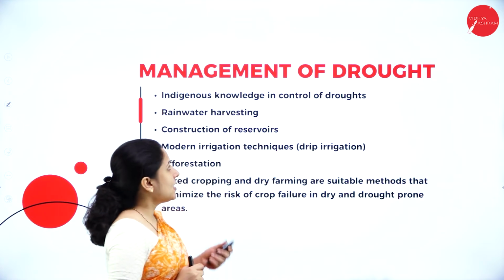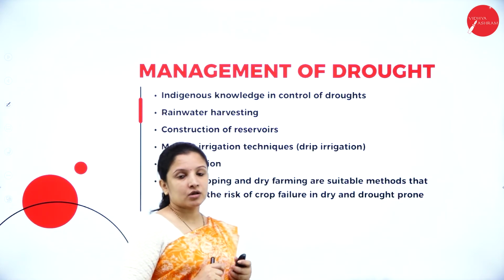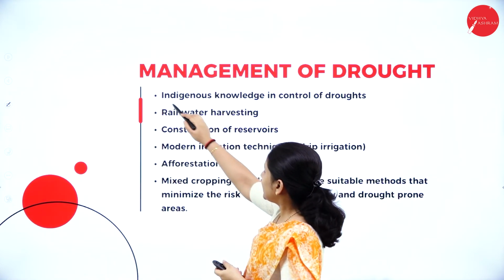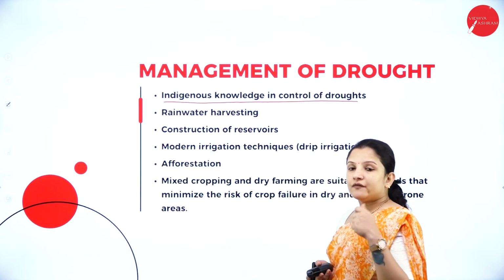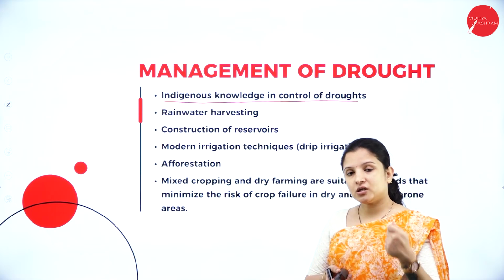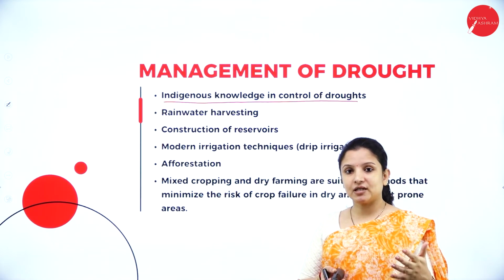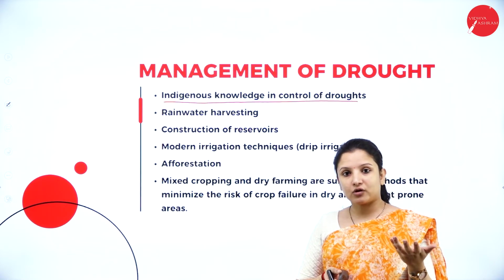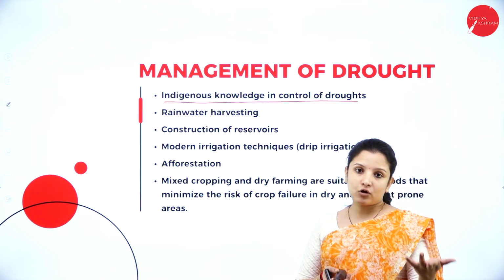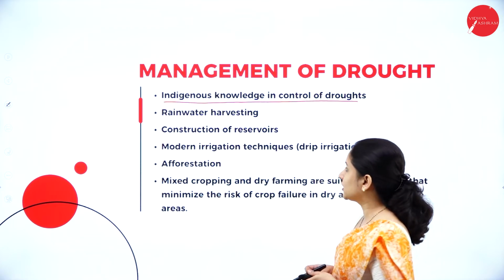Now let's see how we can manage the drought. We can manage the drought by using indigenous knowledge in the control of droughts. We have to provide education at the primary levels itself, so that children will understand and learn the importance of water and how we can save water, therefore preventing drought condition.